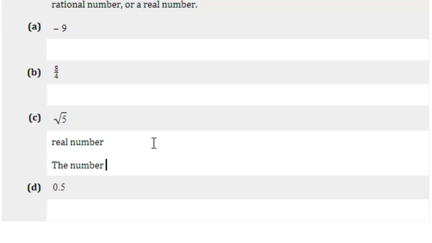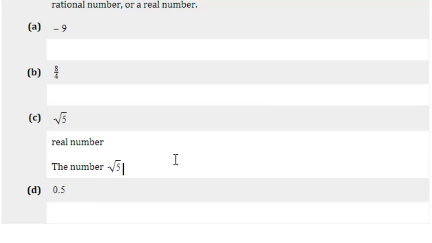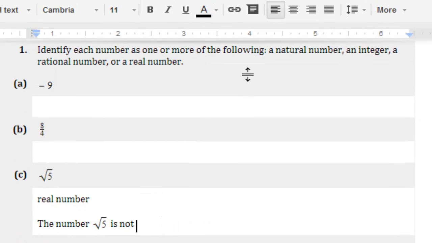The number, the square root of 5. Now, rather than typing out the square root of 5, it would be easier just to copy Control C and paste Control V. So we have the symbol for the square root of 5. The number, the square root of 5, is not. Now I'm going to copy a natural number, an integer, a rational number. So again, Control C and Control V.